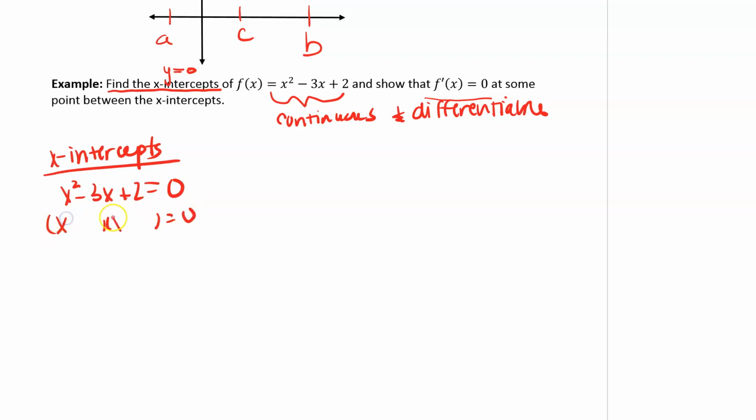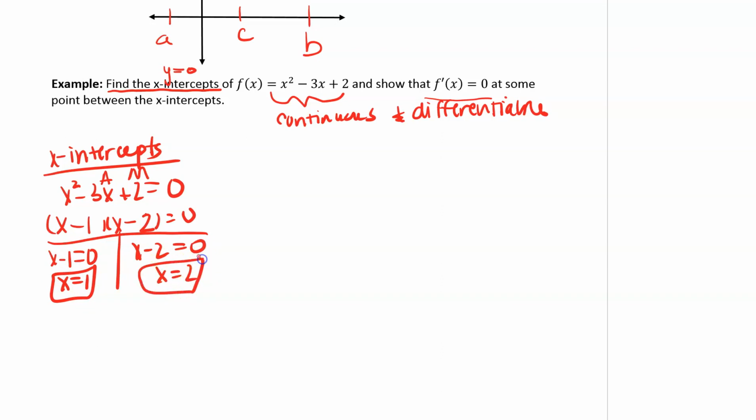That gives me x and x. The back sign is positive, so that means they're both going to be negative. And what will multiply to give me positive 2 and add to give me negative 3, that's going to be a 1 and a 2. Then I'm going to draw my t-table here, and I'm going to say, well, x minus 1 could be 0, so that would be 1. And x minus 2 could be 0, so that's 2. So those are my two x-intercepts.